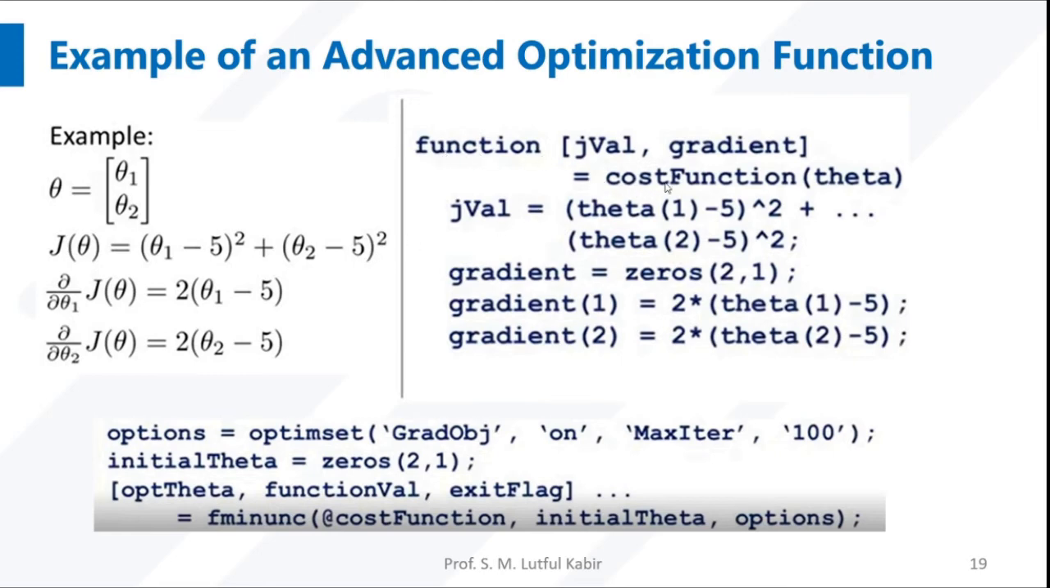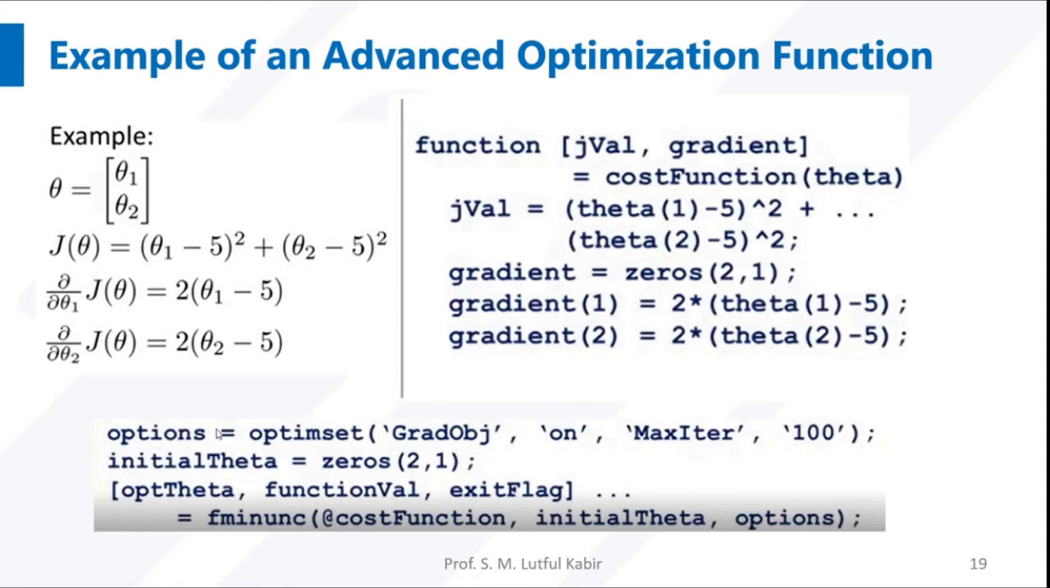The function name is given here as cost function, and the argument for the cost function is theta, whatever theta you decide as an input value. This value you have to put as input from the outside, and the output of the function will be the J value and gradient. J value is J(theta) and gradient is the derivative of J(theta). There are two derivatives, gradient 1 and gradient 2. So the expressions have to be written, and also the expression for J(theta) has to be written. So this is the function that you have to write.